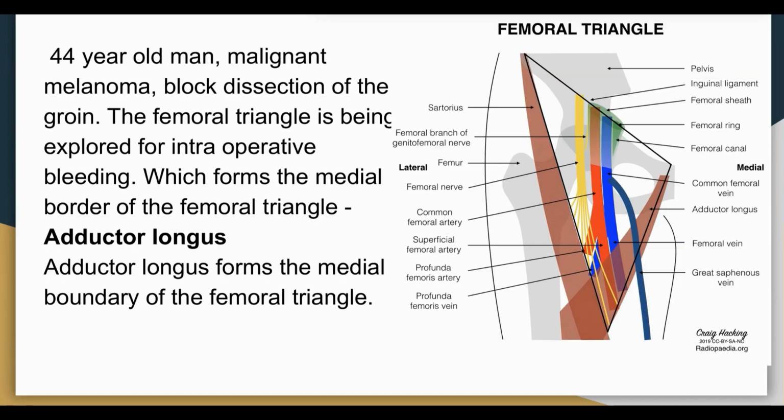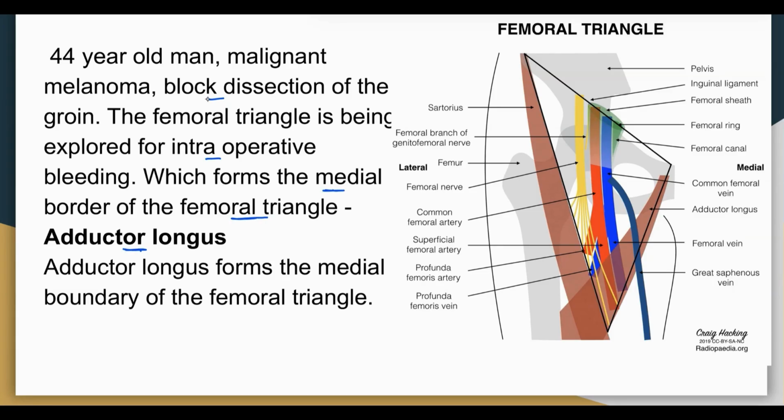So, a 44-year-old man had malignant melanoma. He had block dissection of the groin, and the femoral triangle is being explored for intraoperative bleeding. Which muscle forms the medial border of the femoral triangle? So that would be the adductor longus muscle.